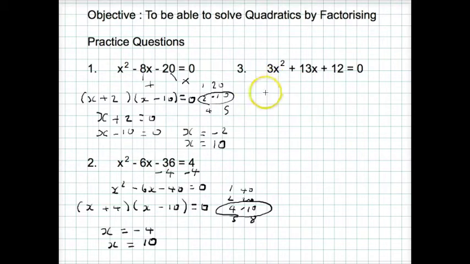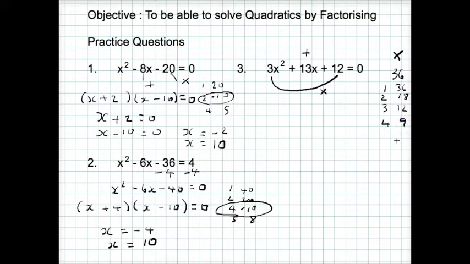This is more complicated because it's got the coefficient in front of the x squared term. In this situation, the first thing I do is I multiply the 3 by the 12 to give me 36. I'm now looking for two numbers that multiply to give 36 and add to give 13. Okay, well the combinations I could have would be 1 and 36, I could have 2 and 18, I could have 3 and 12, or I could have 4 and 9.